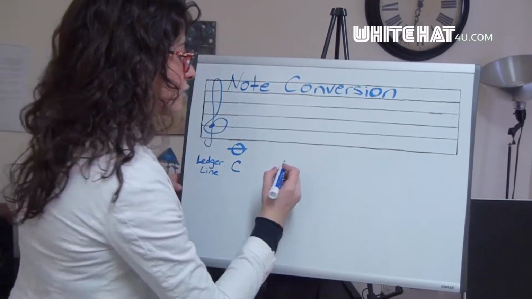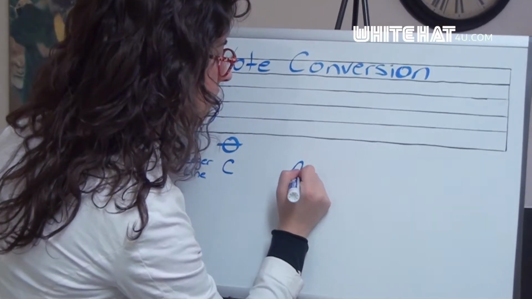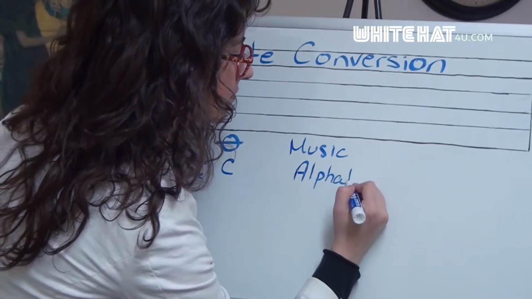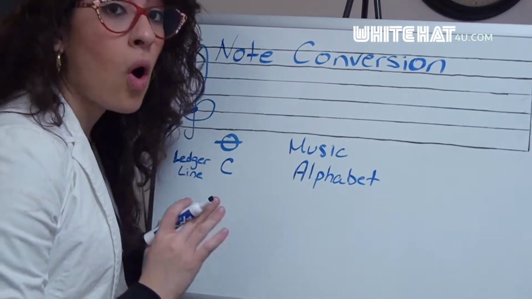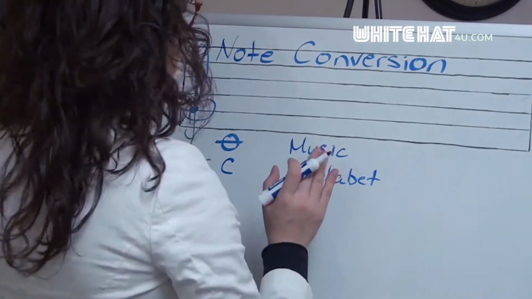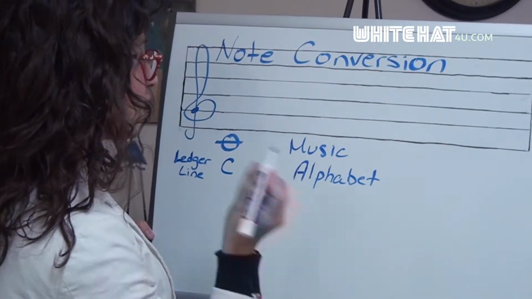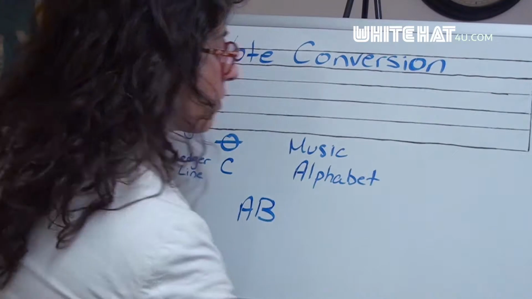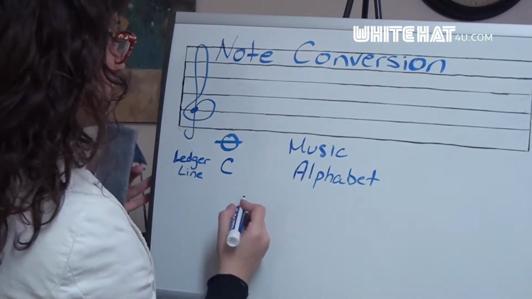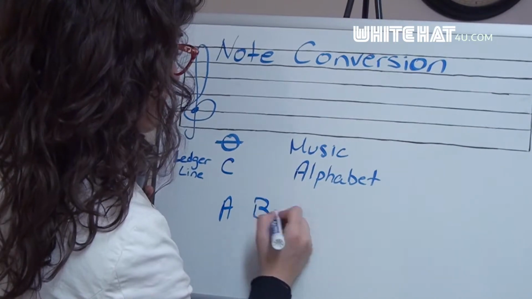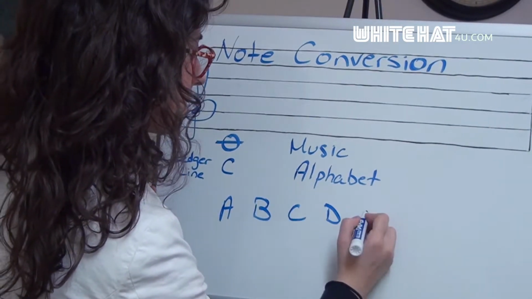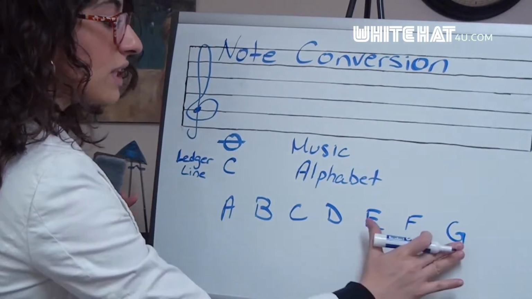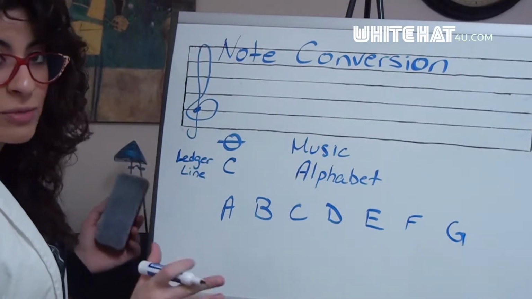Now, let me go to the alphabet. So, it's our music alphabet, I should say. It doesn't use all the alphabet. It's just a specific few letters of the alphabet. I'll write it down for you here. So let's start at A. Probably a good place to start, right? A, B, we're gonna need more room than that. Let me start that again. A, B, C, D, E, F, and G. We only have these few letters of our alphabet in music, okay?